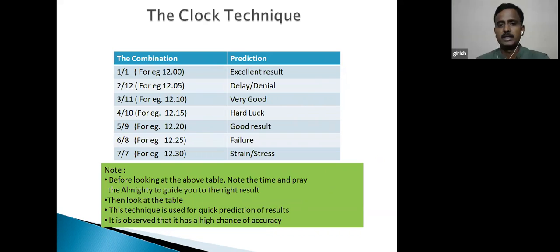Okay, I'm taking the example of 12 o'clock here because it's quite simple to understand.